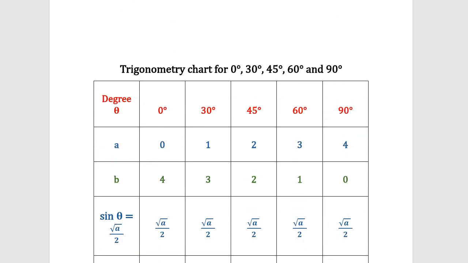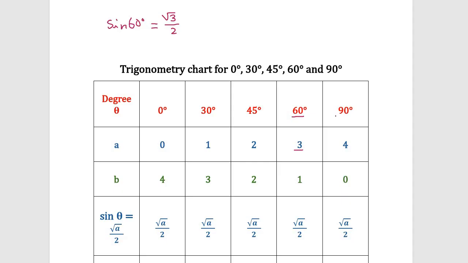Let us consider 60 degree. For 60 degree, the value of a is 3. So we get sin 60 degree equals square root of a by 2, which means square root of 3 by 2. So the value of sin 60 degree is square root of 3 by 2.